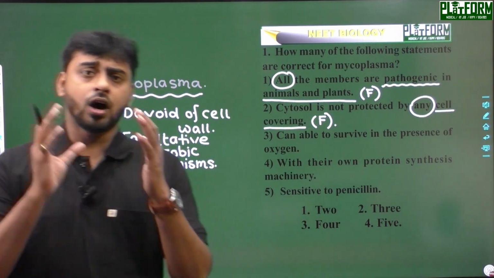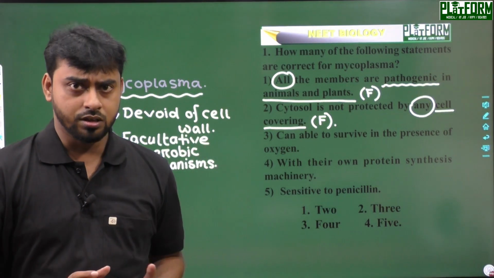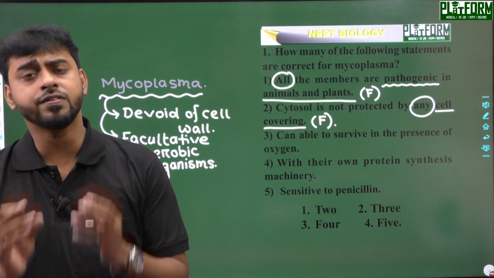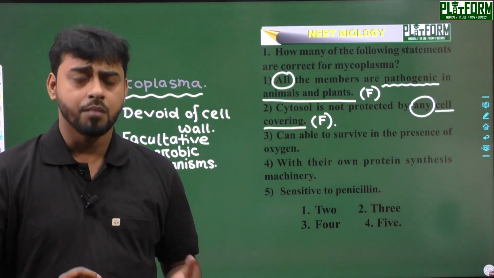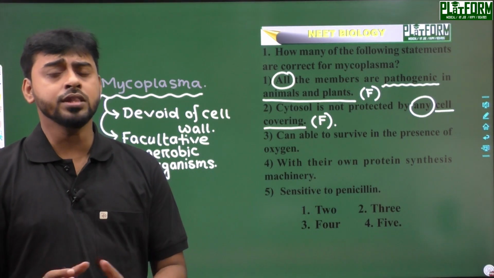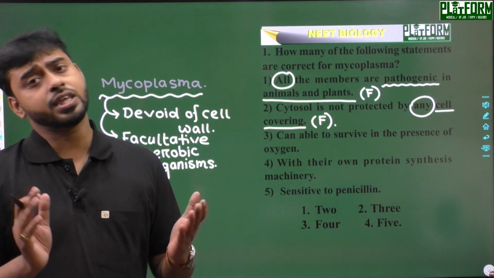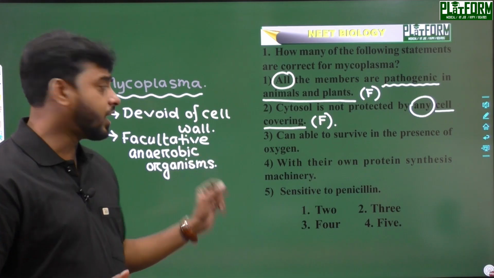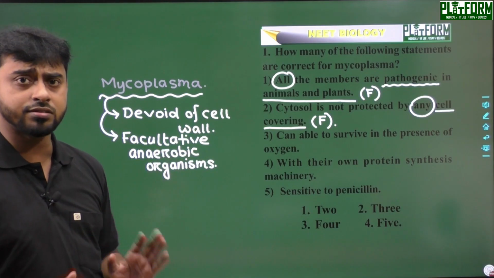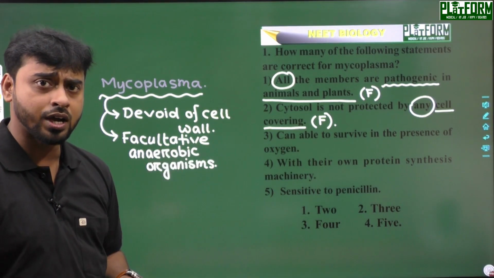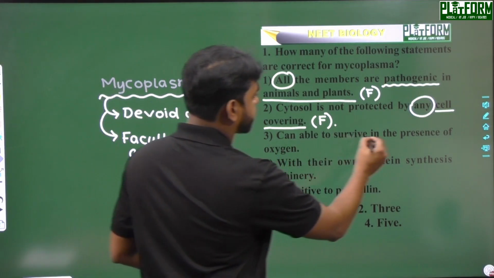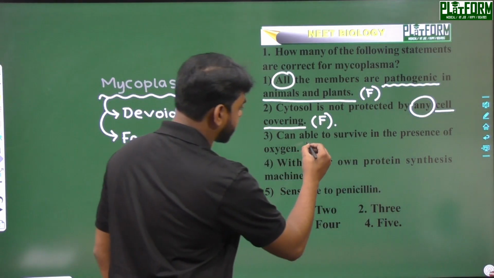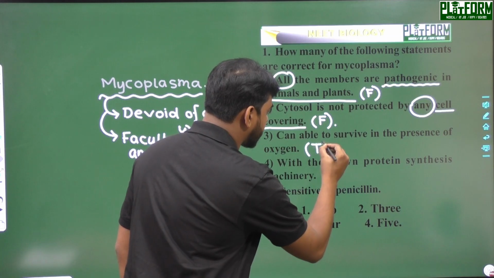It means the organism is aerobic. That means they can survive in the presence of air, but at the same time, when the oxygen is absent, they can also survive. So as it is a facultative anaerobic organism, they can easily survive in the presence of oxygen. So this is a true statement.